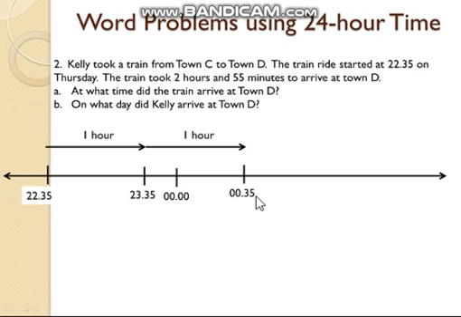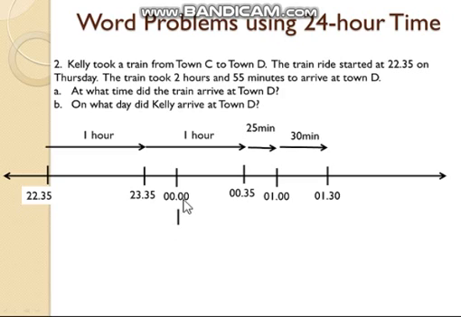From this 35 to another hour, it takes about 25 minutes to reach 1 o'clock. Then we still have another 30 minutes left from the 55 minutes, because the minutes here are 55, so another 30 minutes remaining. We draw another 30 minutes, and then the arrival time is 1:30. So we got the arrival time here.